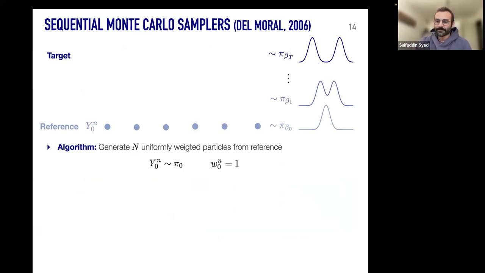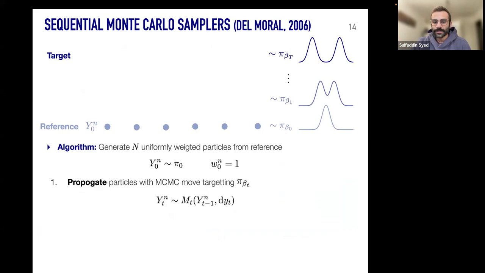So now we have all the ingredients to actually describe SMC samplers. We're going to be repeating the same procedure, but now iterating. The algorithm corresponds to generating n particles that have maybe uniform weight, and then we're going to propagate them all forward using, sorry, one second.